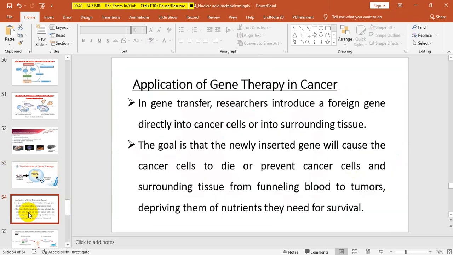Application of gene therapy in cancer. In gene transfer, researchers introduce a foreign gene directly into cancer cells or into surrounding tissue. The goal is that the newly inserted gene will cause the cancer cells to die, or prevent cancer cells and surrounding tissues from funneling blood to tumors or depriving them of nutrients they need for survival.